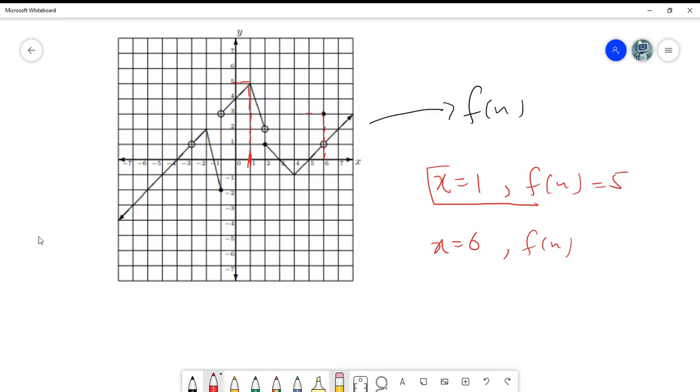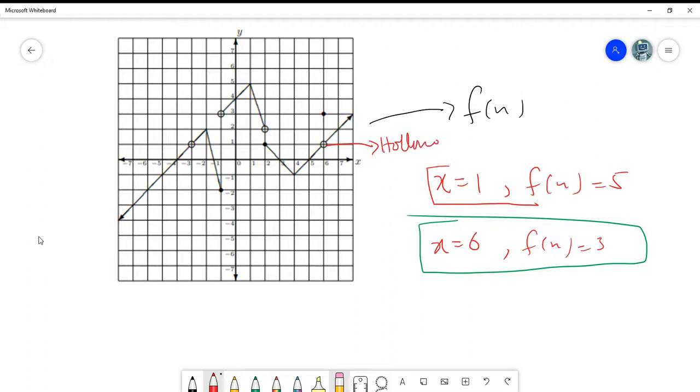is 3. Please bear in mind that in this particular case, when x is 6, f of x is not 1 because this is hollow. So basically, there's a discontinuity in the graph at this point. So when x is 6, the value of f of x is not 1, but it's 3.